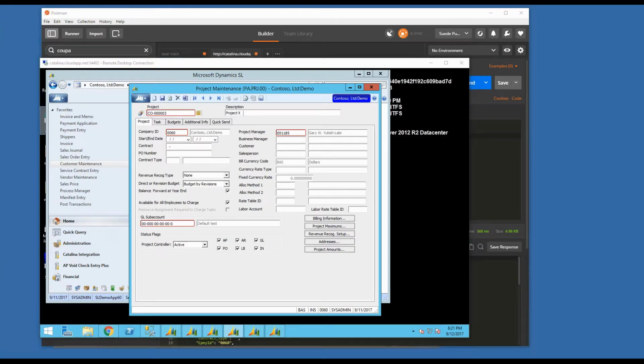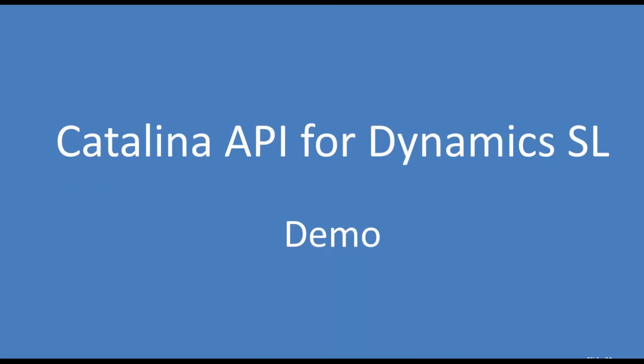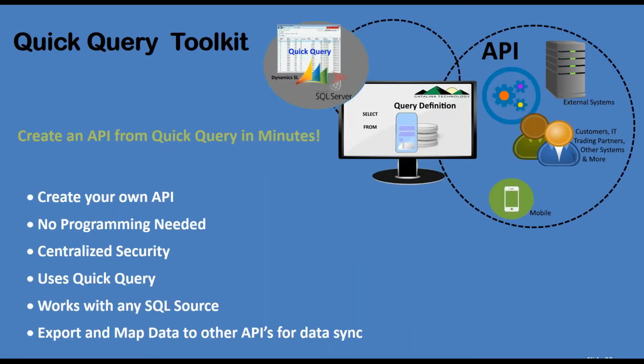Okay, let me go back. Now, I've shown you some of the capabilities of our API for Dynamics SL to allow programmers to capture data, but we could even make this easier with Quick Query. A lot of the folks on recent versions of Dynamics SL probably know and love Quick Query, but our Quick Query toolkit sits on top of Quick Query. With this, you can create your own API. And what does that mean?